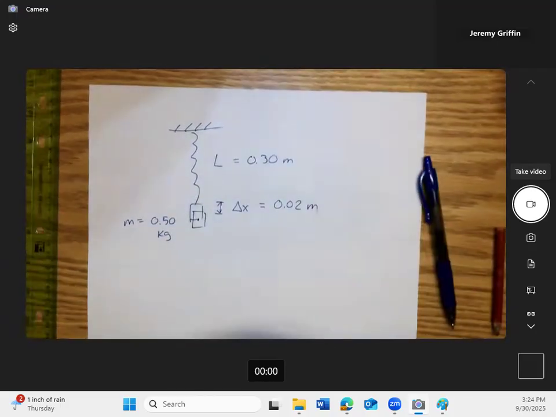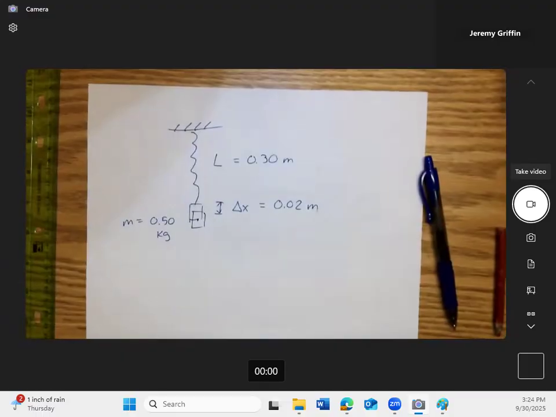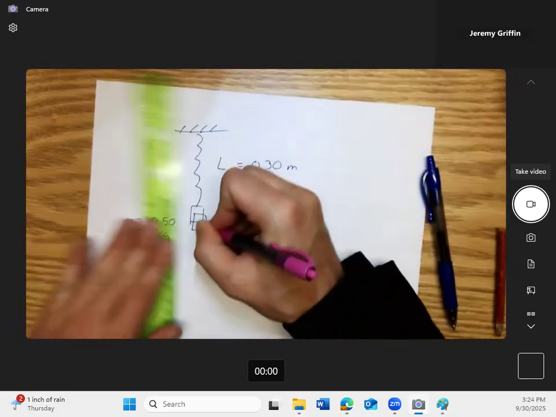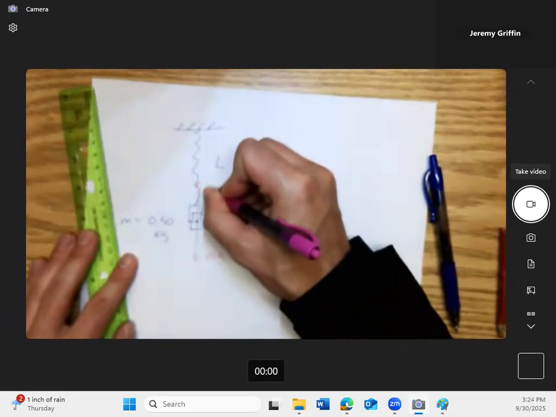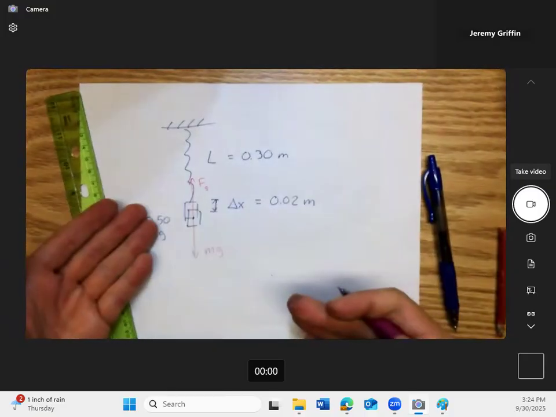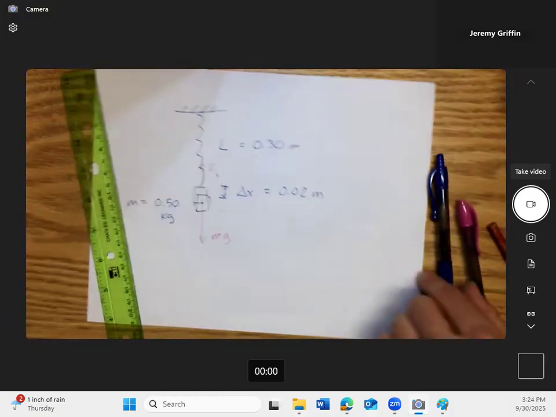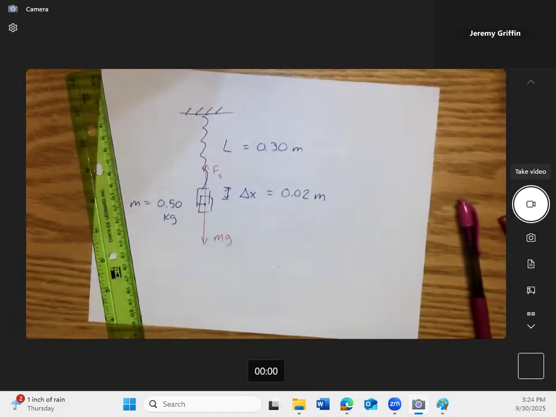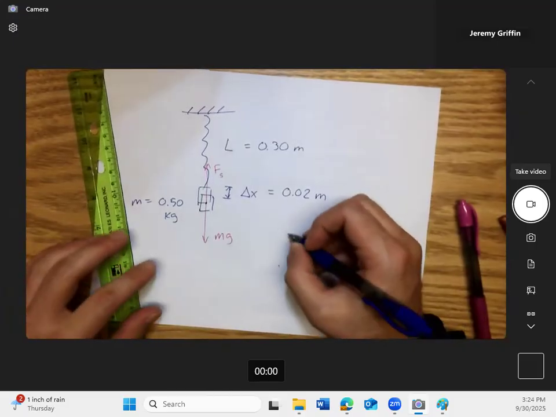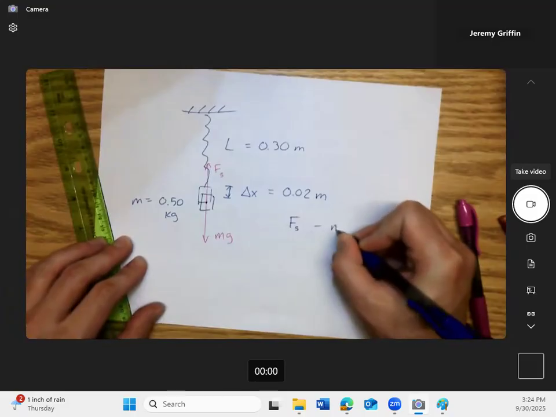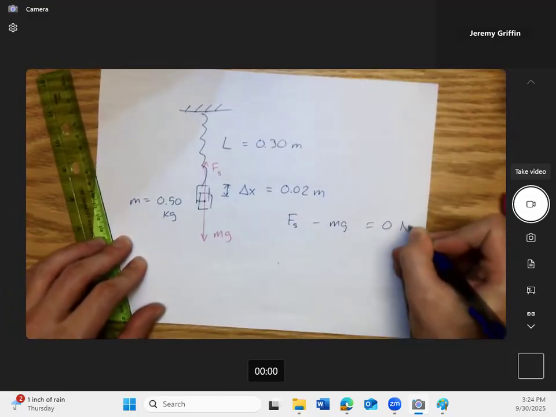Okay. Wait, can I use this one here? So this has a weight pulling down and a spring force pulling back. If it's just hanging there at rest, that would be an example of equilibrium. So can I say the spring force is balanced by the weight? They have the same value, right? So I could say the spring force up minus the weight down equals 0 newtons for equilibrium.